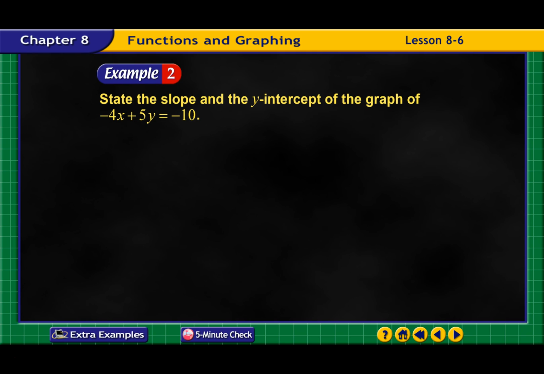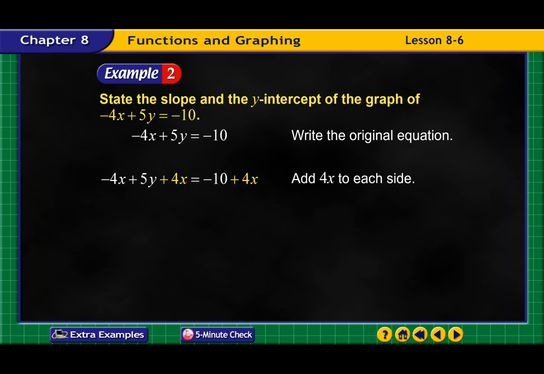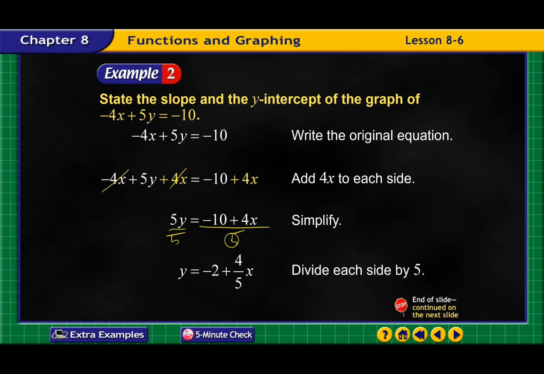State the slope and y-intercept of this graph. All right, so we're going to take the original equation. We need now to manipulate the equation to get it into the form y equals mx plus b. So I basically need to format it to y by itself. So I'm going to subtract 4x from each side, or sorry, add 4x. So that'll cancel these two. Simplify that. Now I'm going to have to divide both sides by 5. Divide the whole thing by 5. So that would give me a 2 over here.